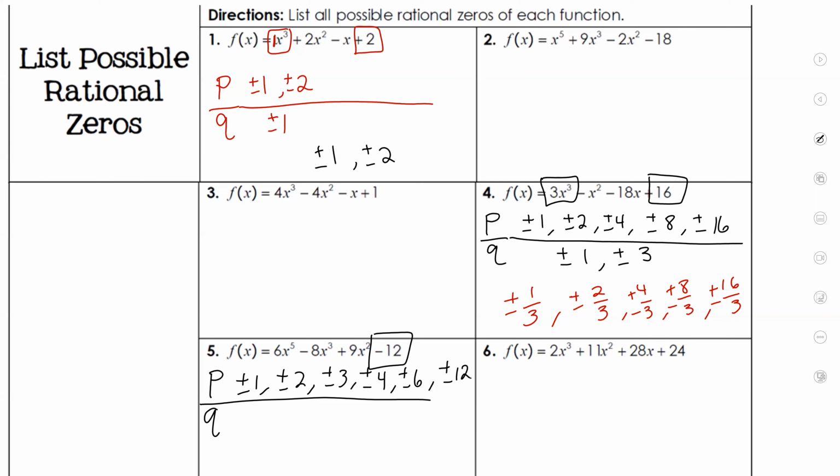Because 2 times 6 is 12, 3 times 4 is 12, 1 times 12 is 12. So all of these factors work for 12. Now let's do 6, the leading coefficient. What are the factors of 6?